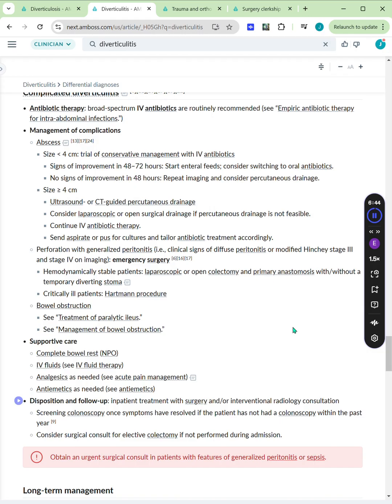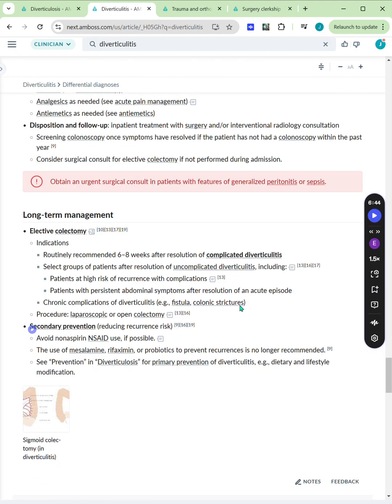Long-term management: elective colectomy. Indications: routinely recommended 6 to 8 weeks after resolution of complicated diverticulitis. Select groups of patients after resolution of uncomplicated diverticulitis, including patients at high risk of recurrence with complications and patients with persistent abdominal symptoms after resolution of an acute episode. Chronic complications of diverticulitis, e.g., fistula, colonic strictures. Procedure: laparoscopic or open colectomy.